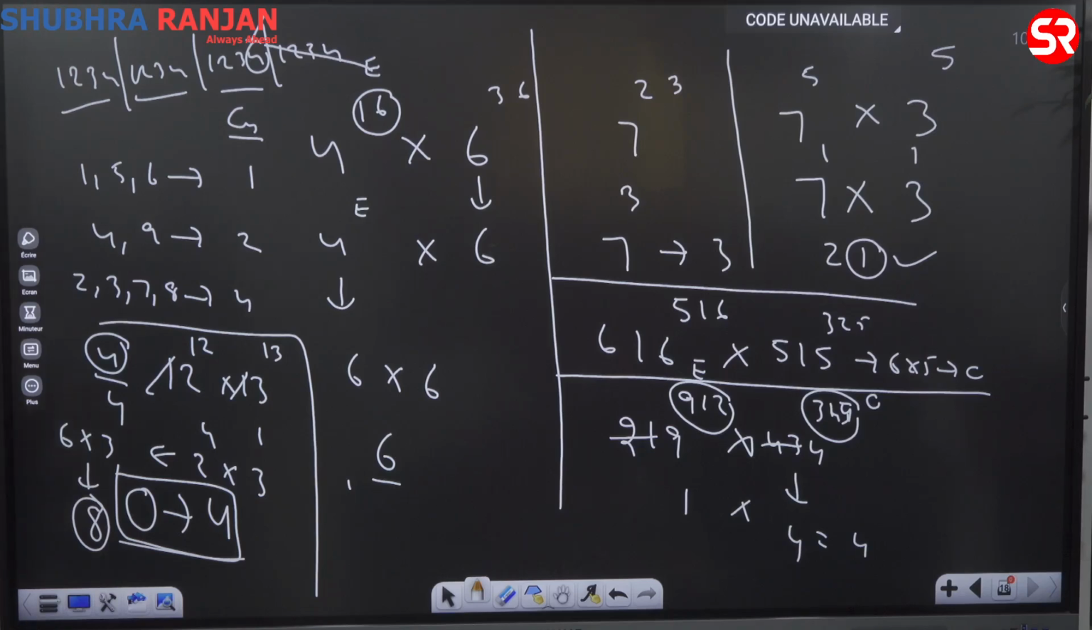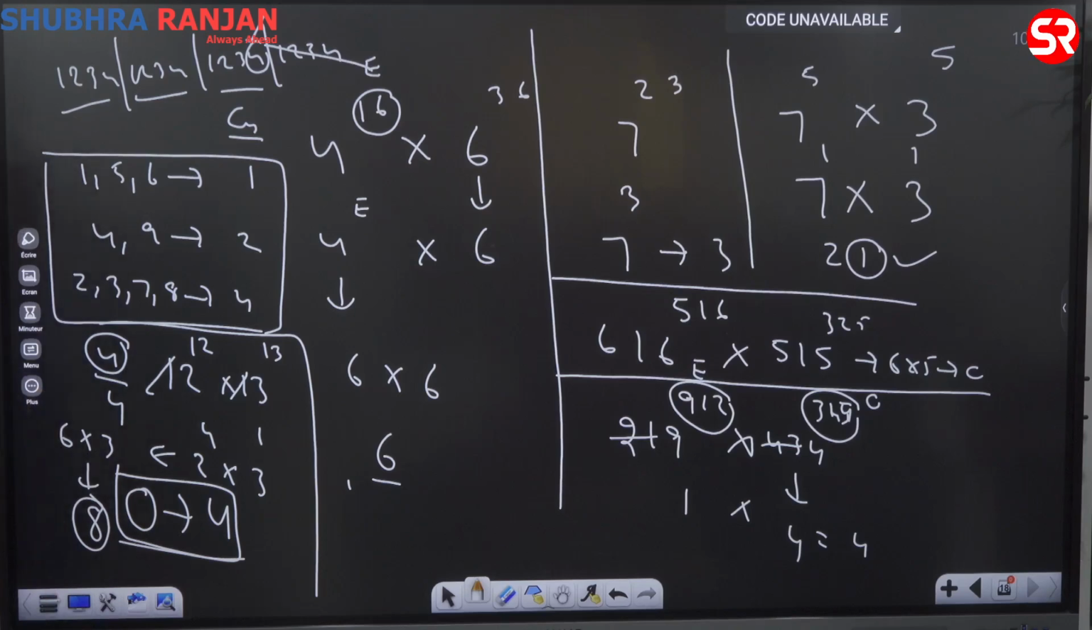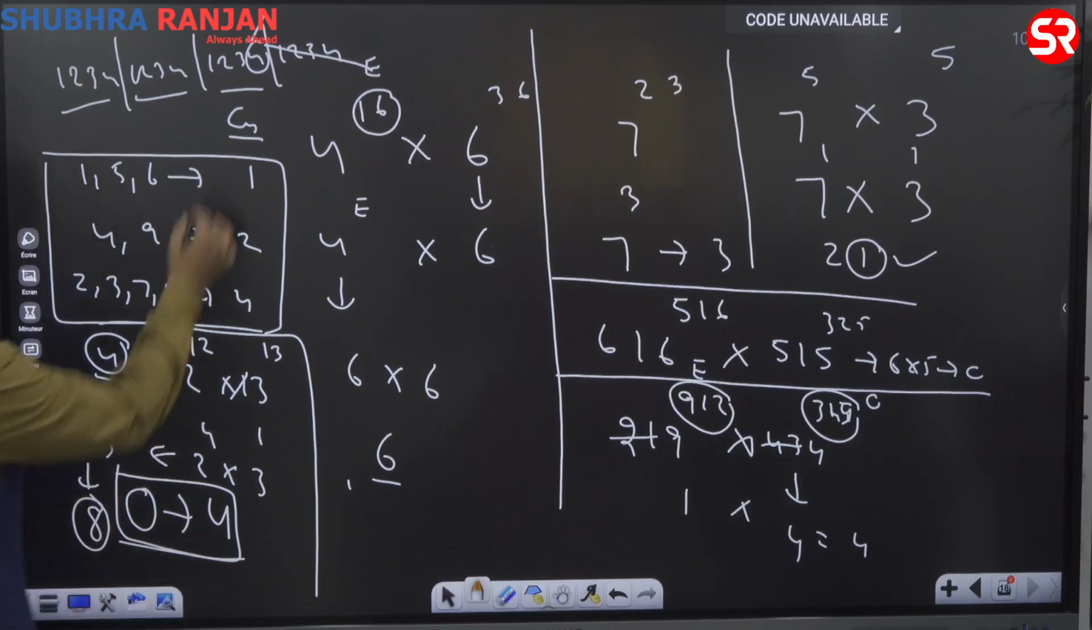So everyone got an idea about the unit digit? Okay. You can do any number, however big it is. It's not a problem. Remember only 3 things: cyclicity and the table.